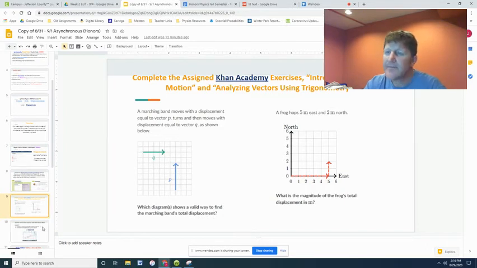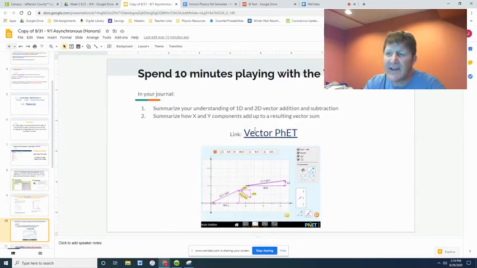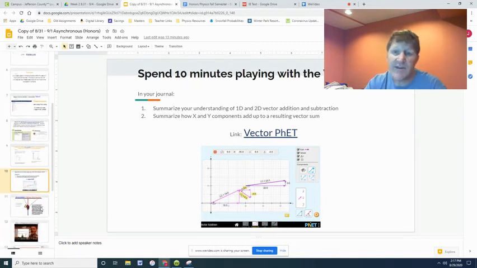Then you're going to play around with this PhET simulation. The PhET simulation is great for looking at vector addition and getting the idea of the head to tail method of calculating the resultant. So play around with this. It says 10 minutes. Some of you might need more time, some of you might need less, but I do think it's really valuable to look at that and how it applies to vector addition.